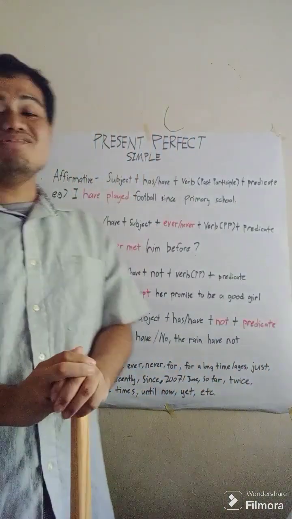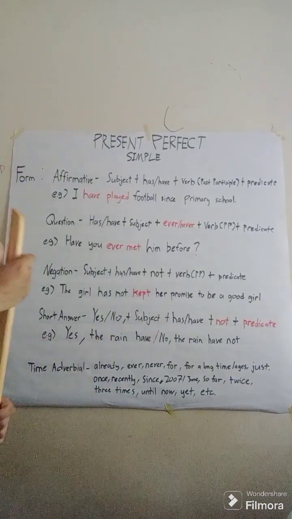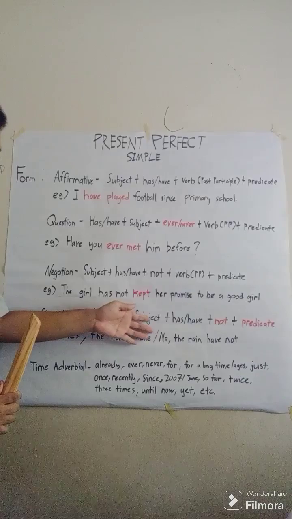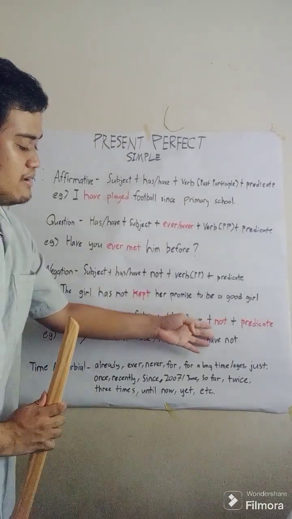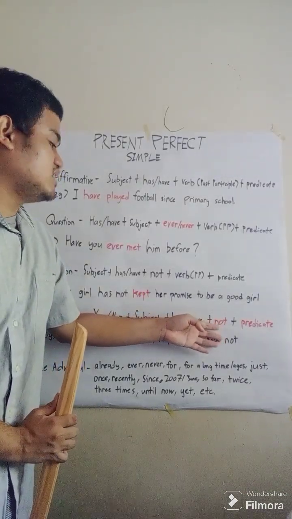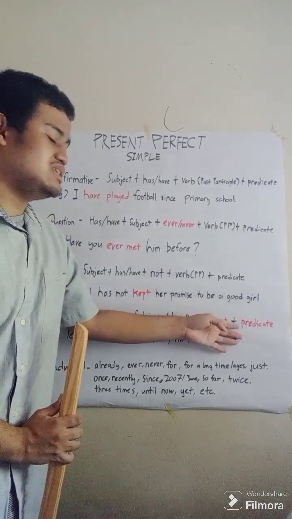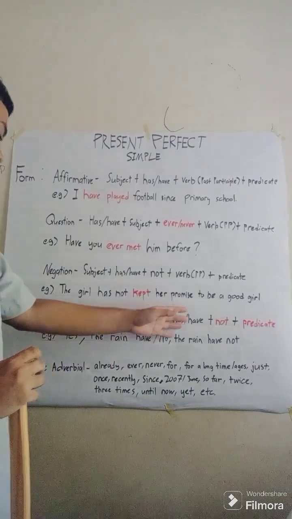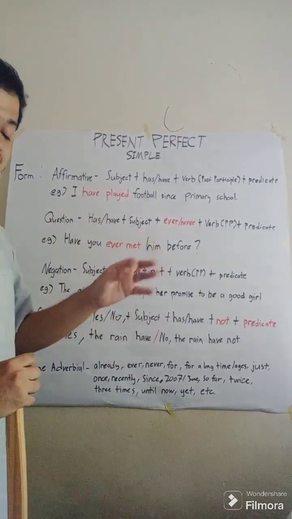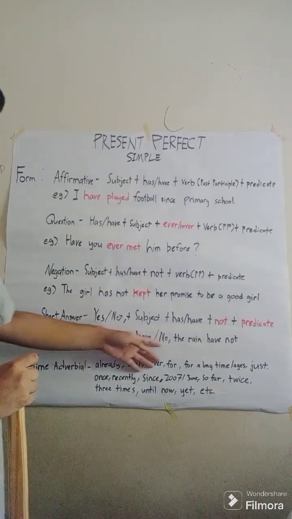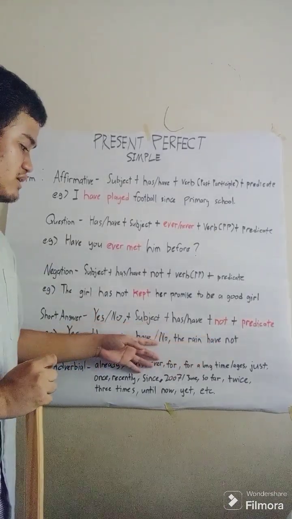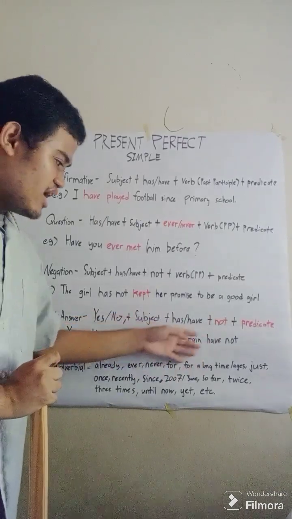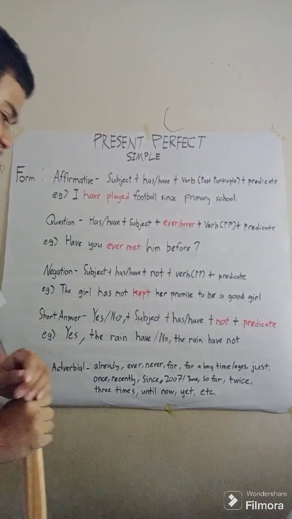Okay. Lastly, for short answer form, as you can see here, we put the yes or no at the front, followed by the subject, followed by the verb to have, and followed by not if you want to make it negative short answer, and lastly it ends with predicates. So in the short answer, for the negation short answer, you can also contract it. Okay, for example here, no, the rain has not will become no, the rain hasn't. Okay.